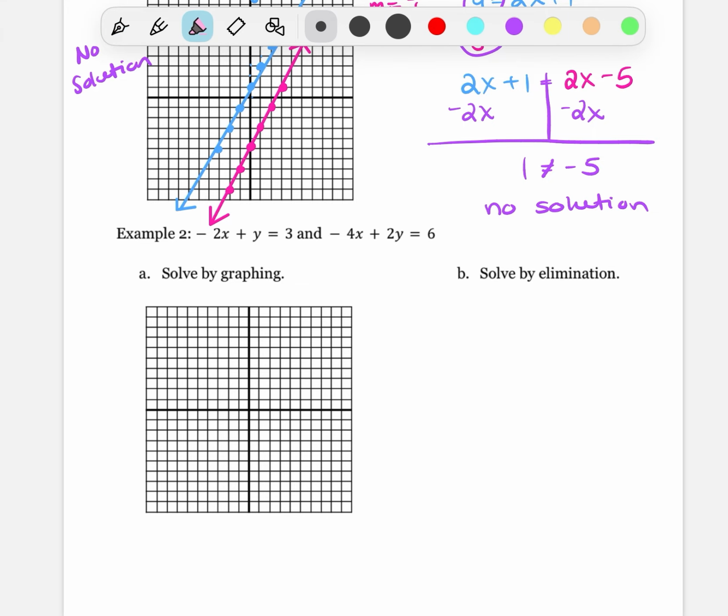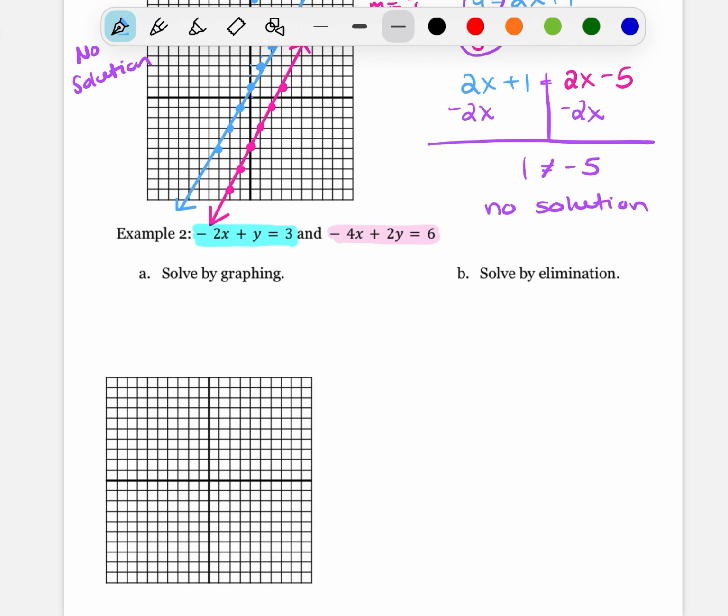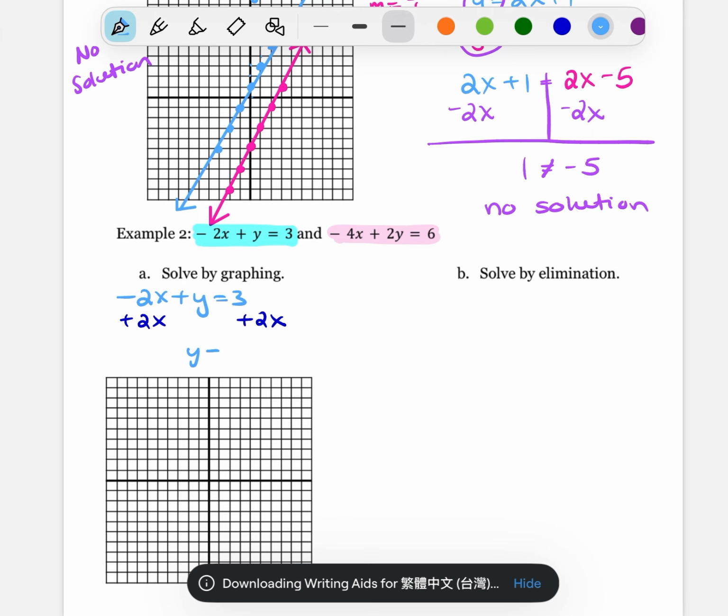Example 2, I'll do the same thing. I'll do this first one in blue and the second one in pink. Now the first one we have to rearrange slightly because it's not in y equals mx plus b form. It's not in slope-intercept form, so it's not super easy to graph right away. But I can take negative 2x plus y is equal to 3, and if I add 2x to both sides, I've rearranged it, and now I can graph it more easily.